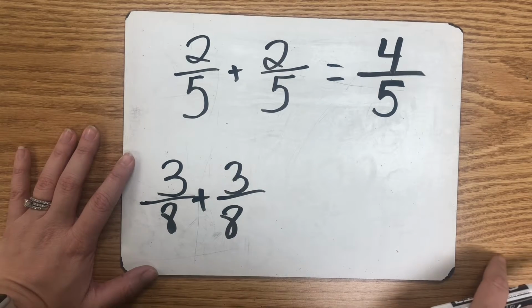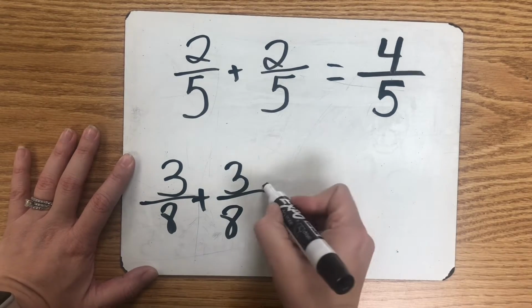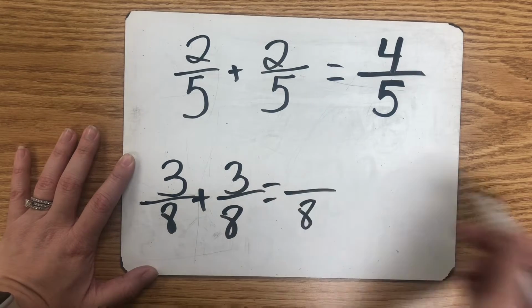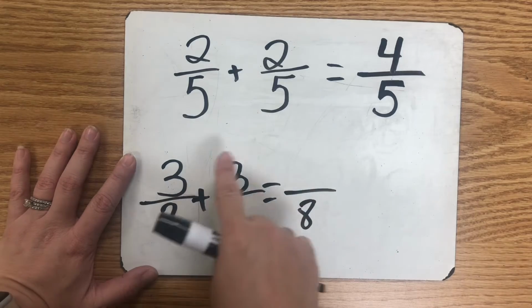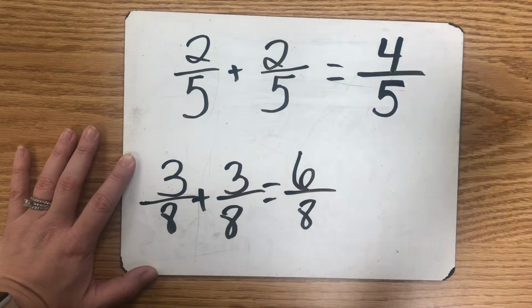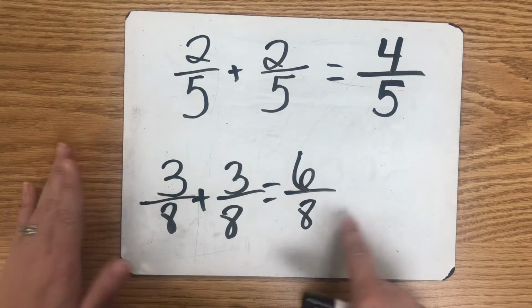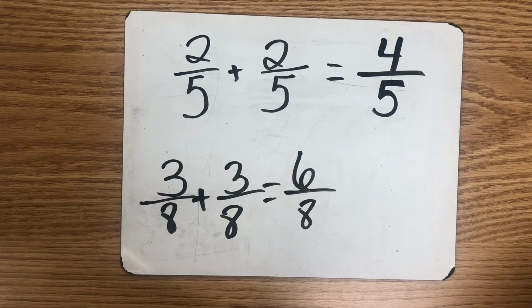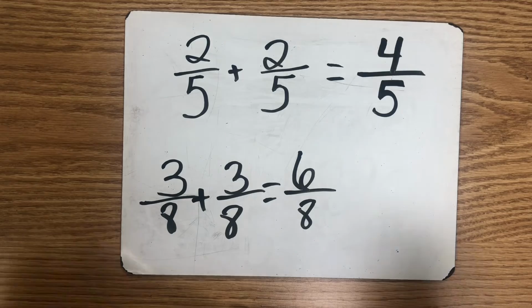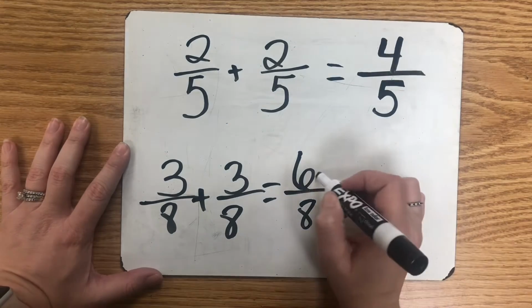Three eighths plus 3/8. The first thing that I'm going to do is I'm going to carry my denominator over because it always stays the same. 3 plus 3 is 6. 6/8 is correct, but I know that both of those are even, and I know that that will reduce down. So what I can do is I can divide both of those by 2.